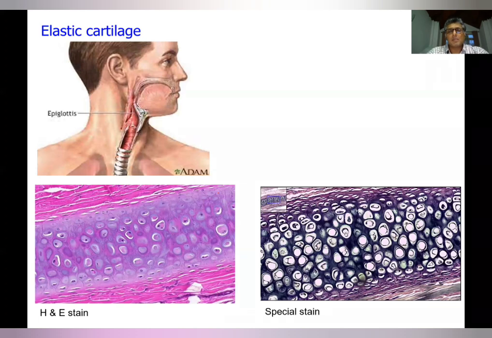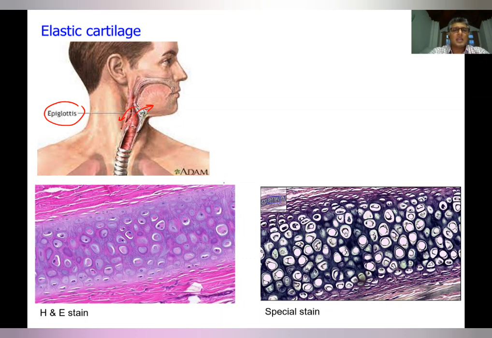Then these are some of the examples for the elastic cartilage. This is the epiglottis. Always when you swallow, it will move in that direction, and when you breathe, it will move in the other direction. So it has to be elastic cartilage to get this type of flexibility, otherwise it will crack.